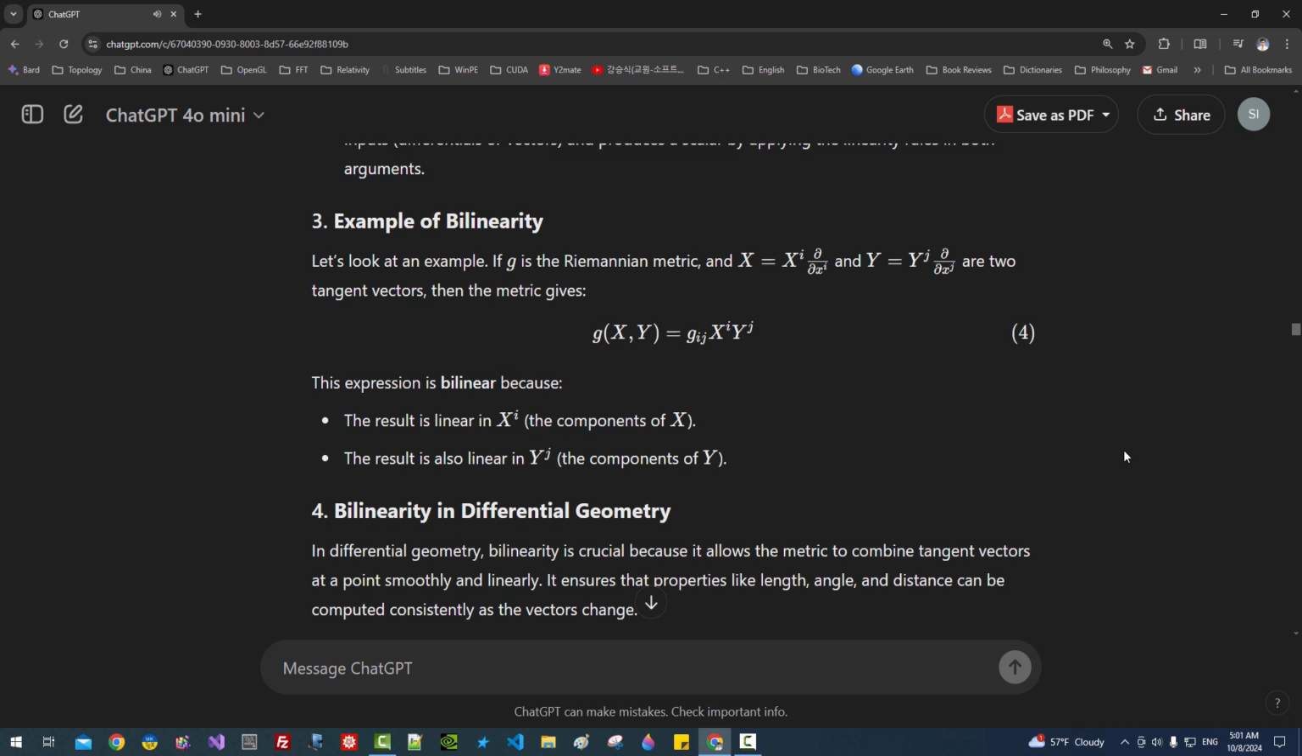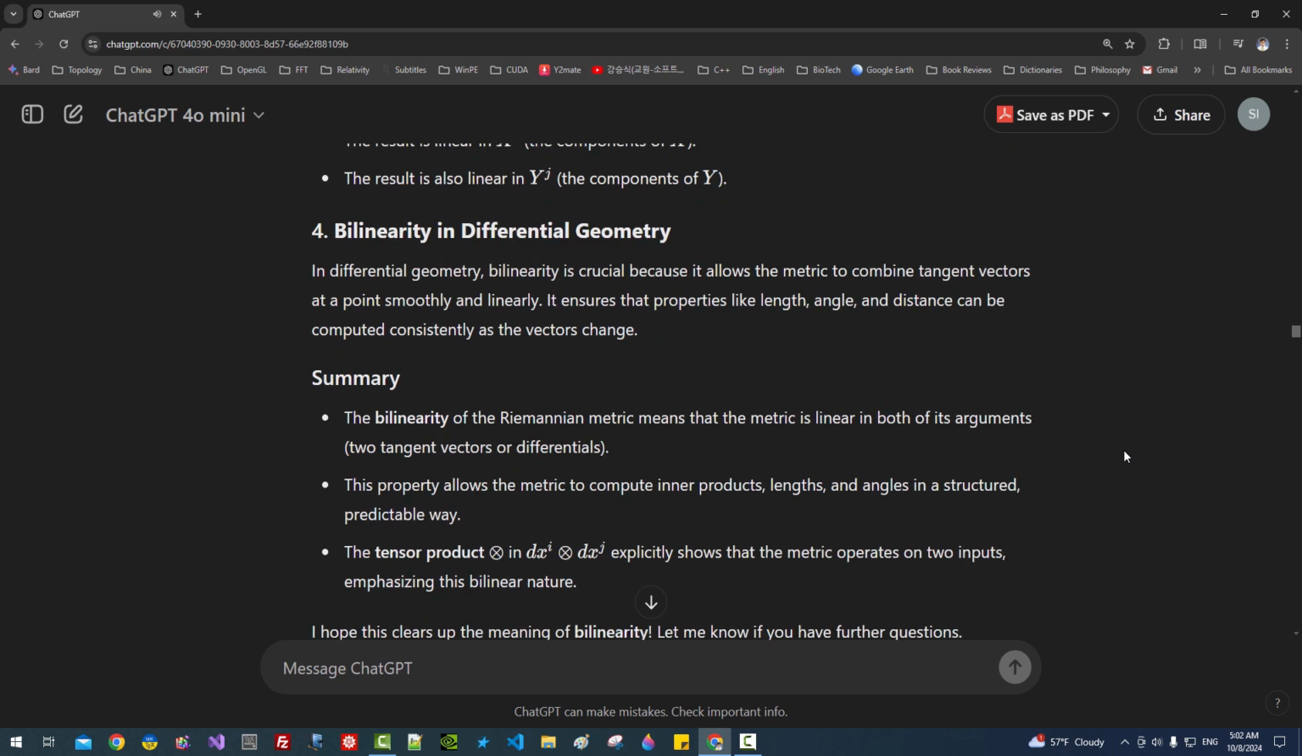If G is the Riemannian metric, and X = X^i ∂/∂x^i and Y = Y^j ∂/∂x^j are two tangent vectors, then the metric gives G(X, Y) = g_ij X^i Y^j. (4) This expression is bilinear because the result is linear in X^i, the components of X. The result is also linear in Y^j, the components of Y. Bilinearity in differential geometry.